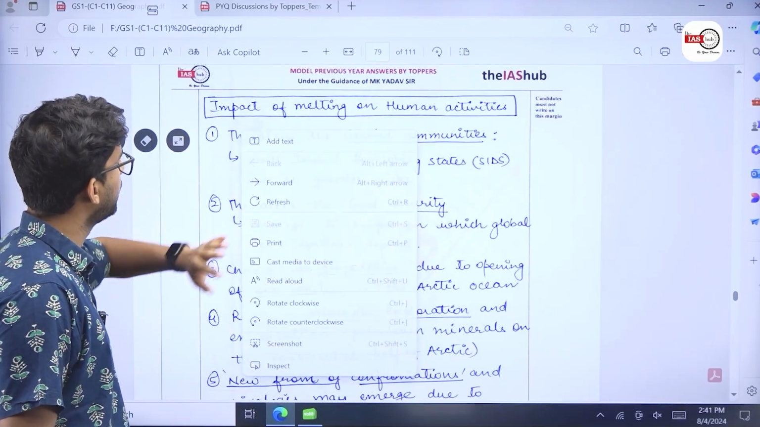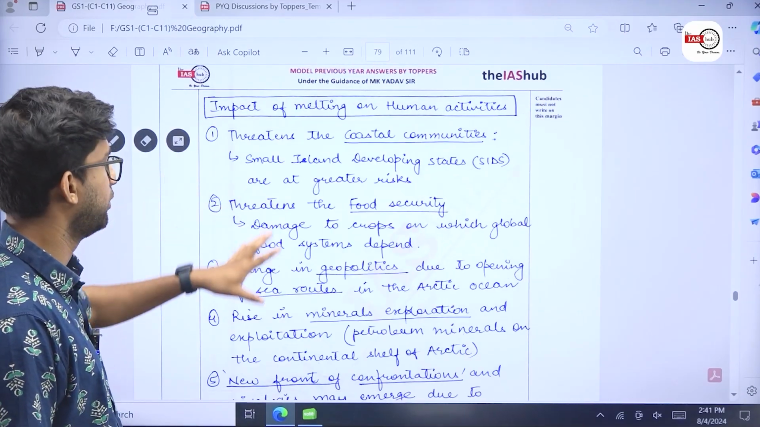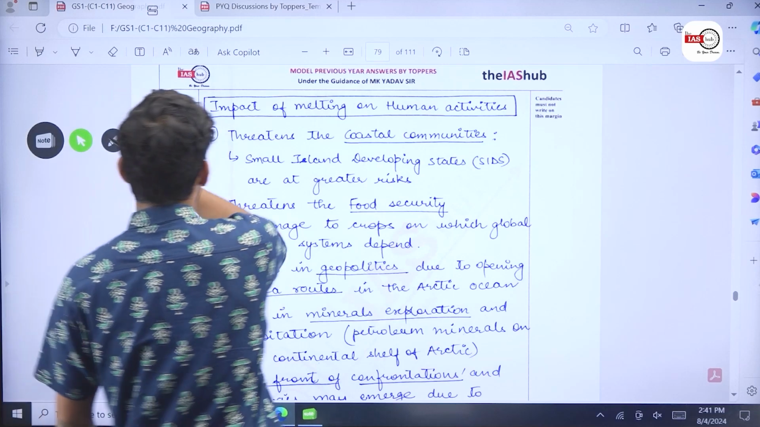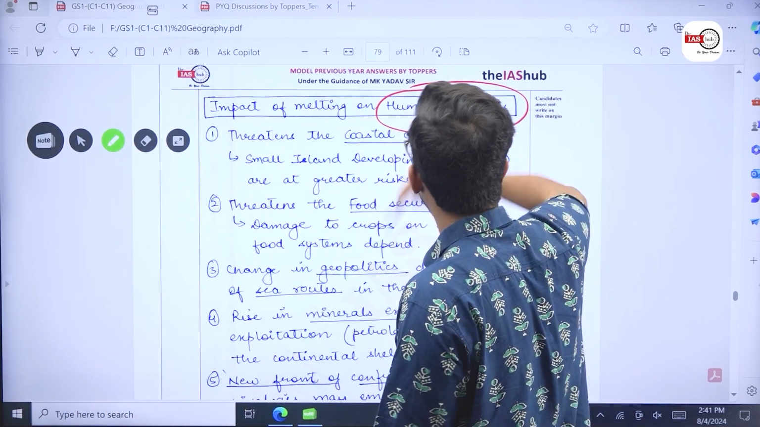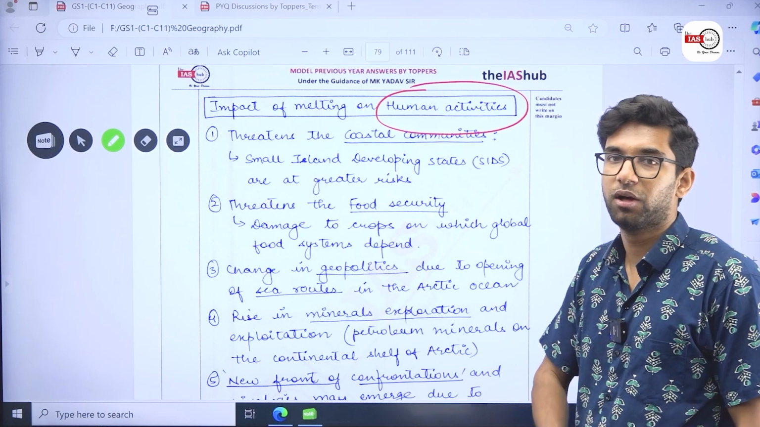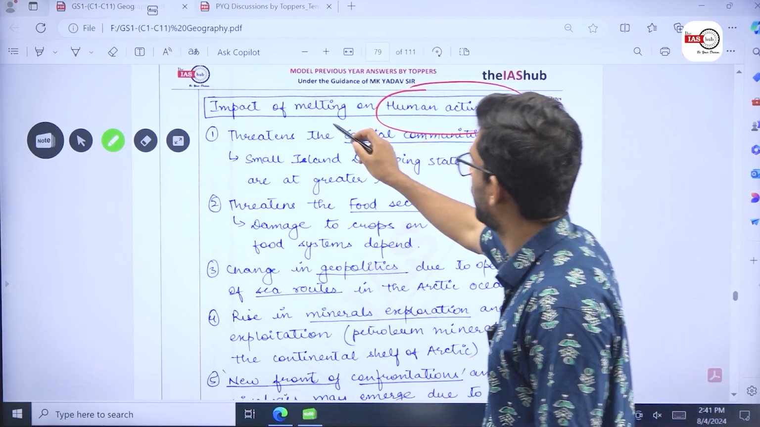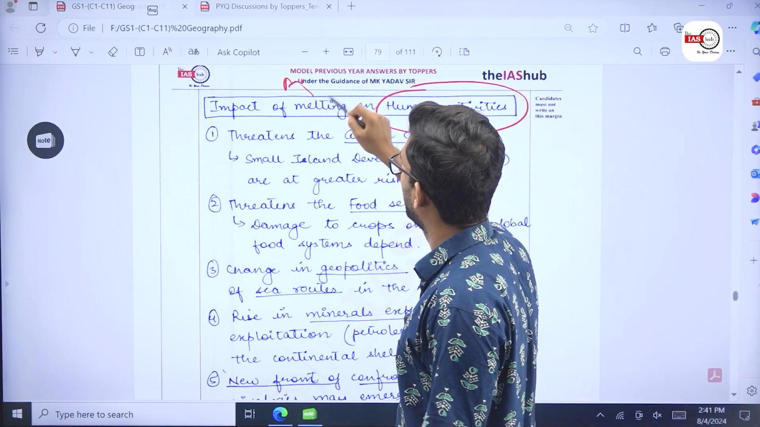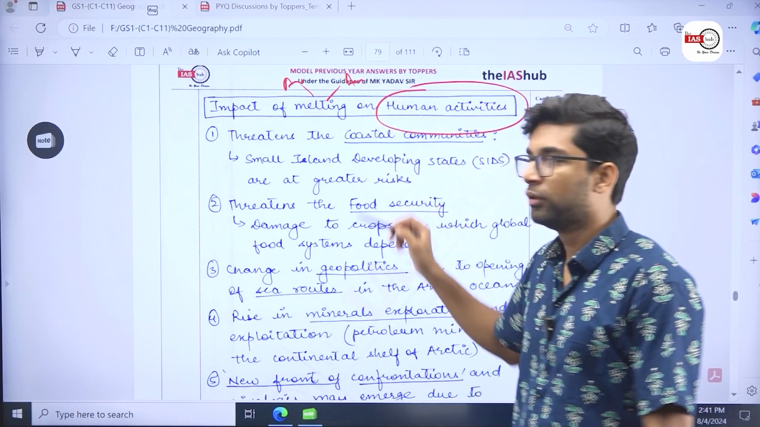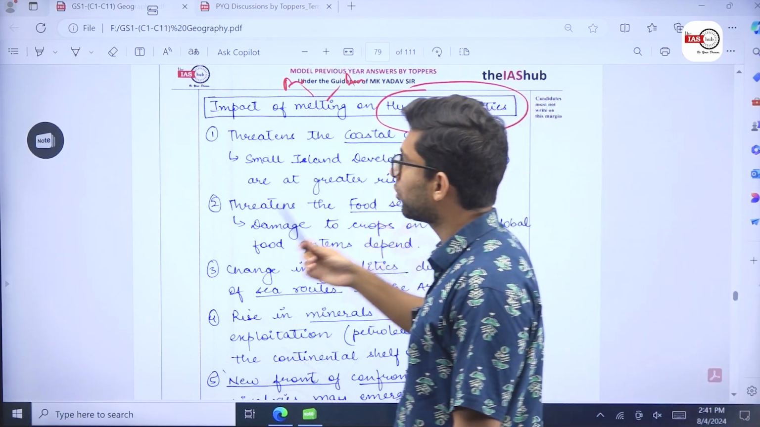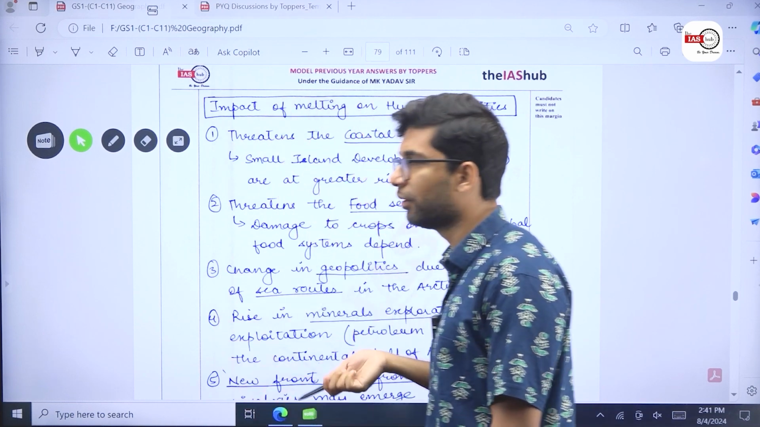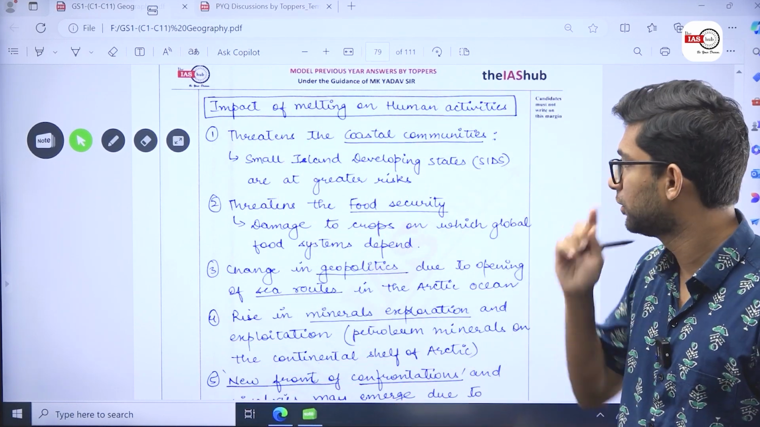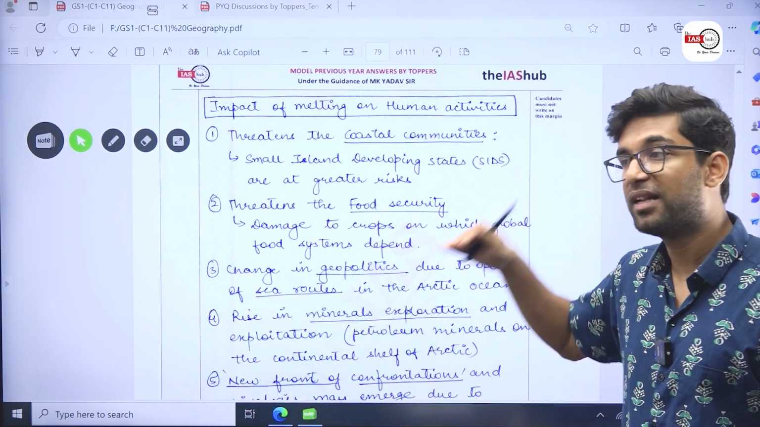Generally, we did not differentiate here. If you see this, we did not differentiate based on Arctic and Antarctic. We just said the impact of melting on human activities. We did not differentiate between the Arctic and Antarctic. So this sort of approach is not the best, not the ideal approach. However, since we do not have content on this, this is the way in which we should write generic points.